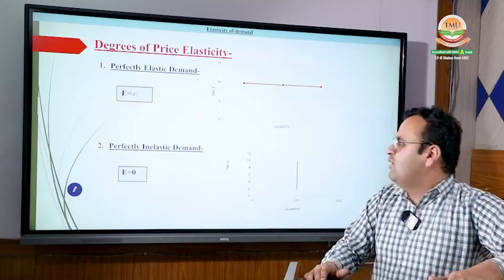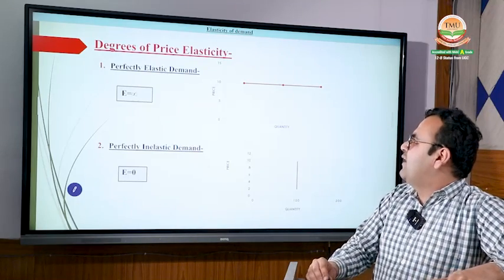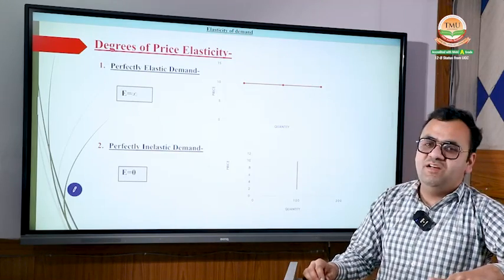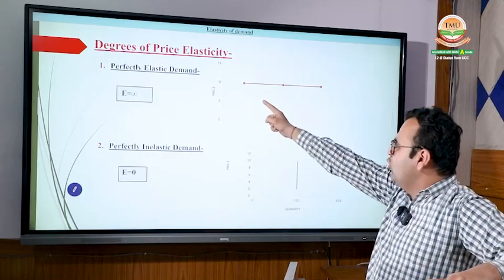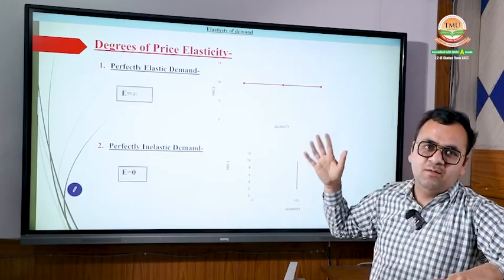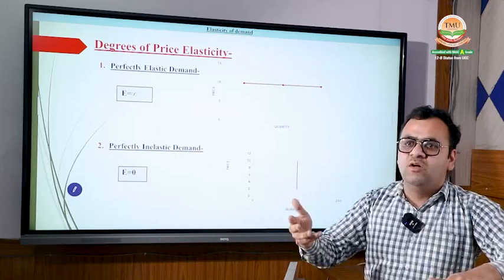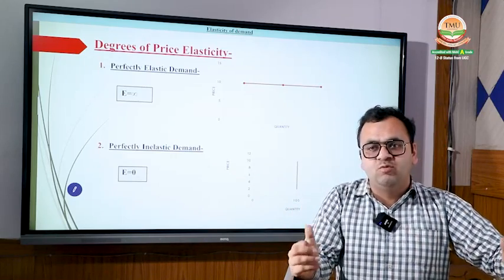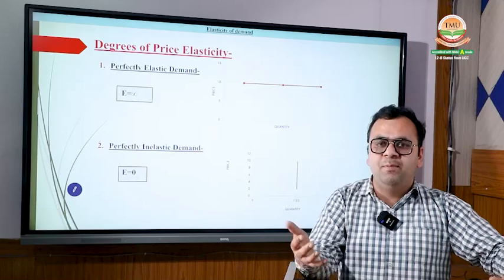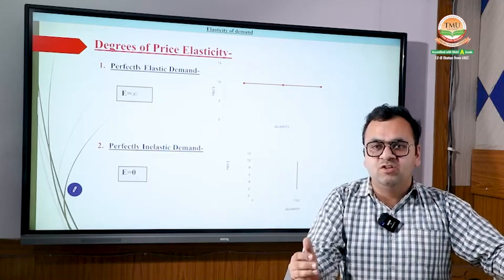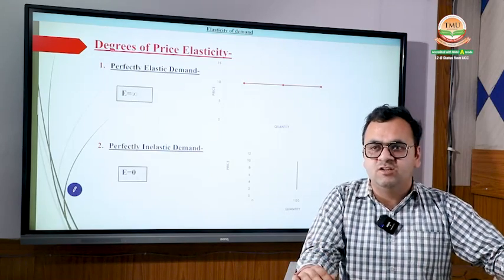Degree of elasticity of demand. There are many types of degree of elasticity of demand. Number first is perfectly elastic demand, or we can say that ED equals infinite, where there is no end of the demand. The demand is increasing. You know, the demand of human beings never comes to an end. It is going on continuously. For example, the demand for sugar cannot end. Every person needs sugar in life.